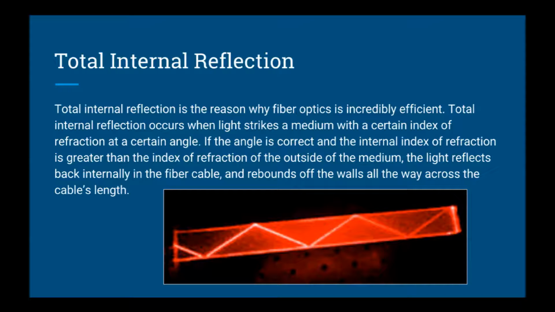Total internal reflection occurs when light strikes a medium with a certain index of refraction at a certain angle. If the angle is correct and the internal index of refraction is greater than the index of refraction of the outside of the medium, the light reflects back internally in the fiber cable and rebounds off the walls all the way across the cable's length until it reaches its destination.